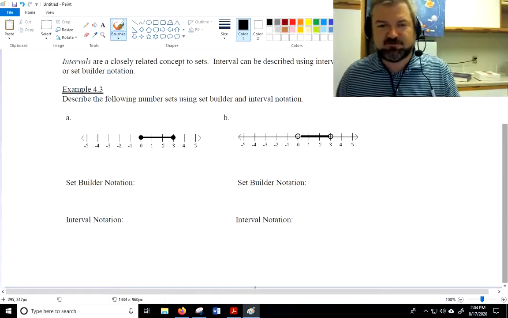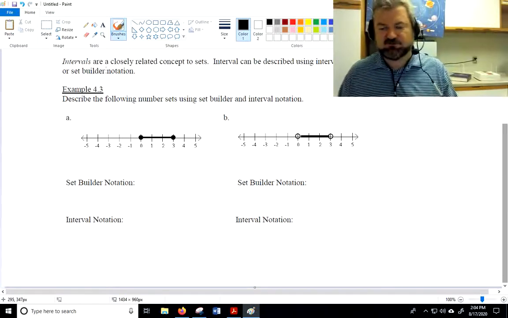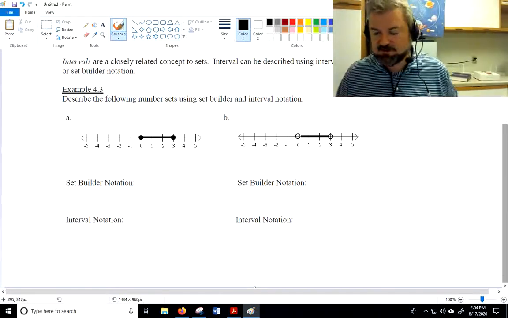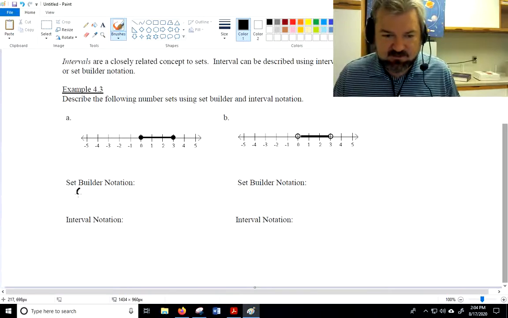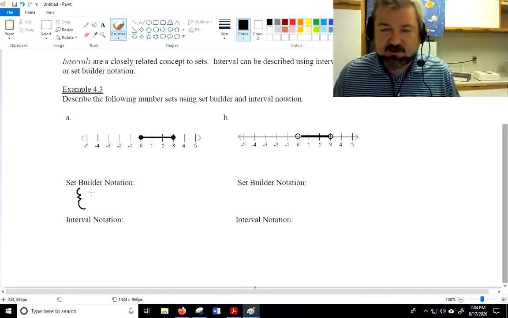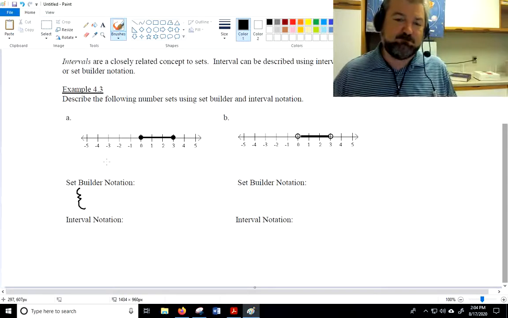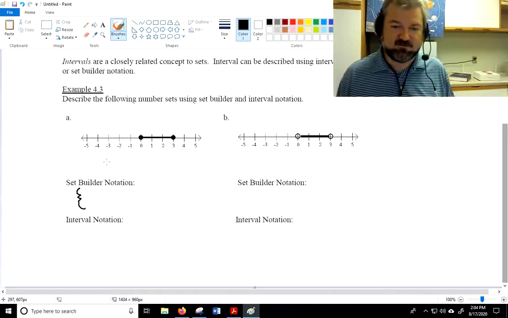We got to learn interval notation. We got to learn set builder notation. So we're just going to practice them both. Okay. So set builder notation is a set, but we're building it. So we're building the set. The way we build it is we're going to say, hey, I want you to include all of these things that meet this criteria.